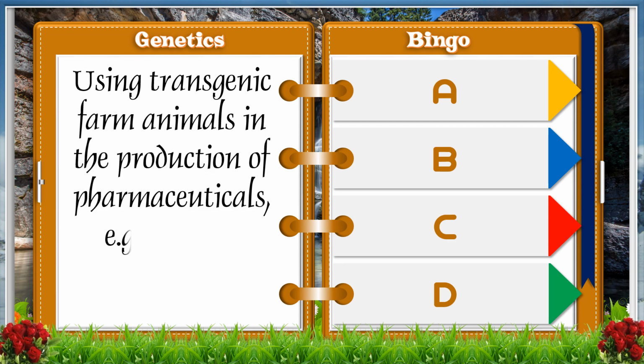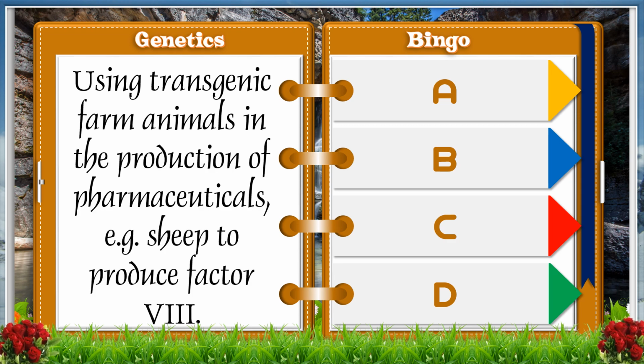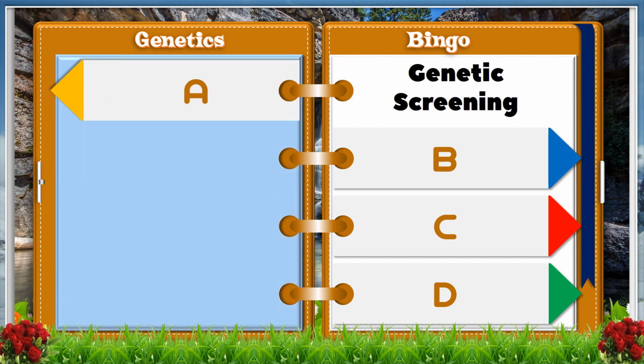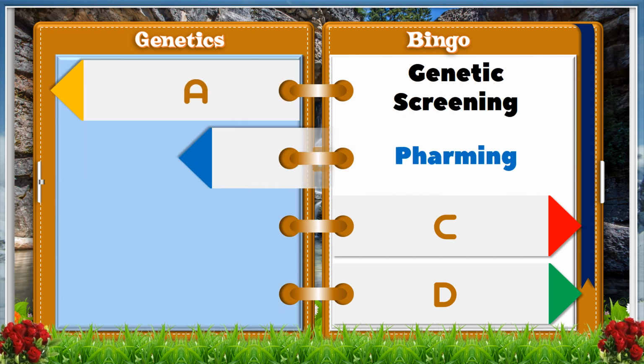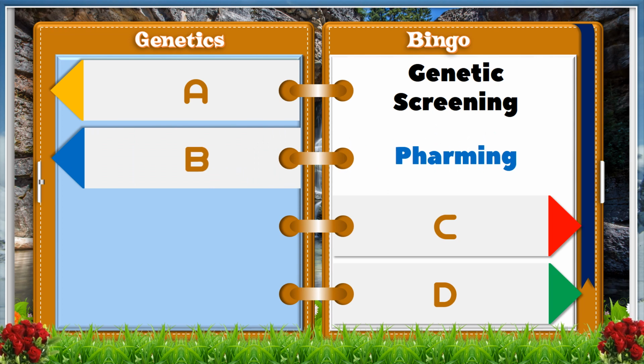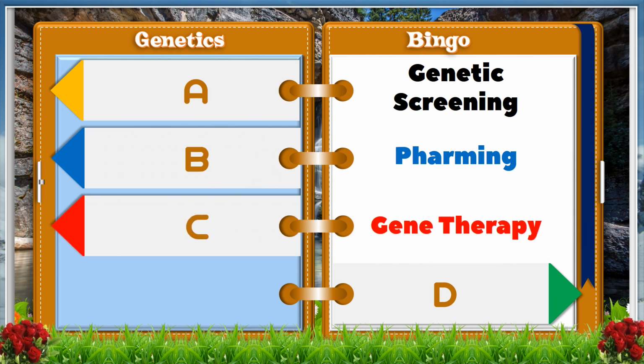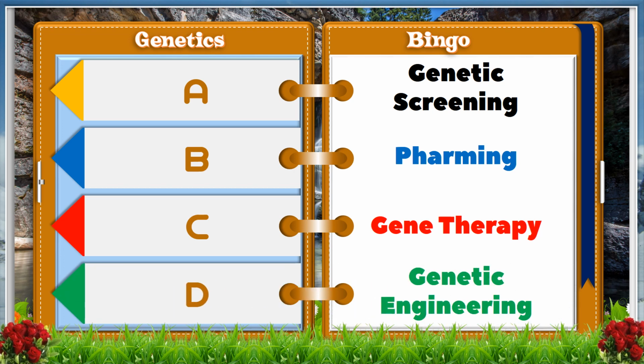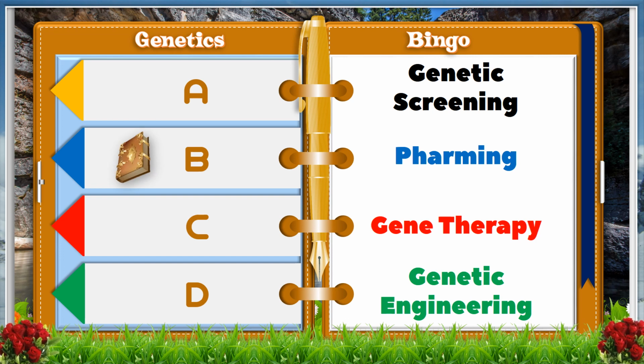Using transgenic farm animals in the production of pharmaceuticals, for example, sheep to produce factor VIII. A. Genetic screening. B. Farming. C. Gene theory. D. Genetic engineering. And the answer is B. Farming.